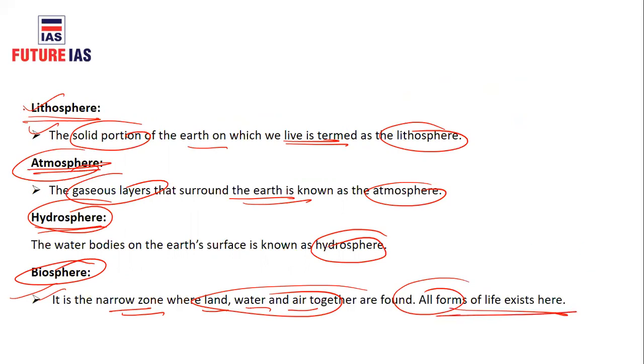So they are called lithosphere, the predominantly solid portion of the earth; atmosphere, the predominantly gaseous portion of the earth; hydrosphere, that portion of the earth where you have predominantly water on the surface. And biosphere, a narrow zone which is basically interacting land, water, and air together, where you will find all forms of life.